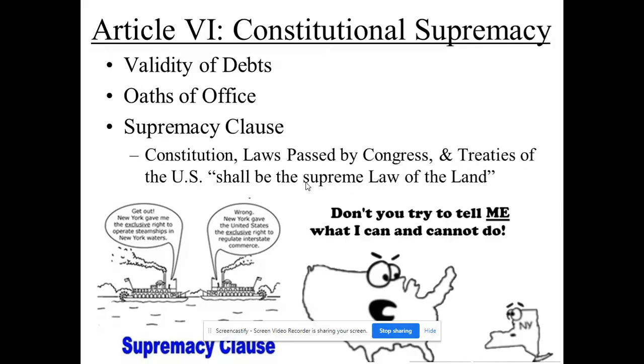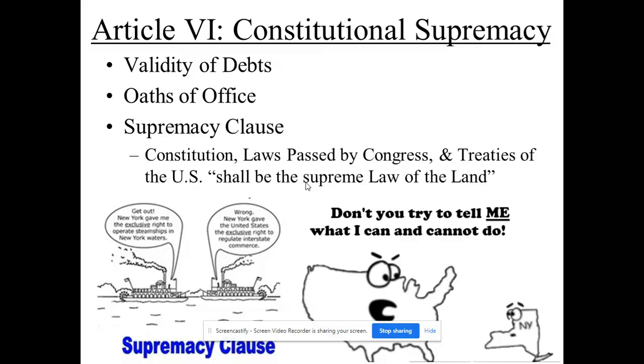The oath of office basically reinforces the supremacy clause. So all public officials, they have to owe their first allegiance to the U.S. Constitution. So whether you're a Supreme Court justice, or you are a governor, or you are someone who works in the state legislature, or maybe you are a U.S. senator, you have to swear an oath.